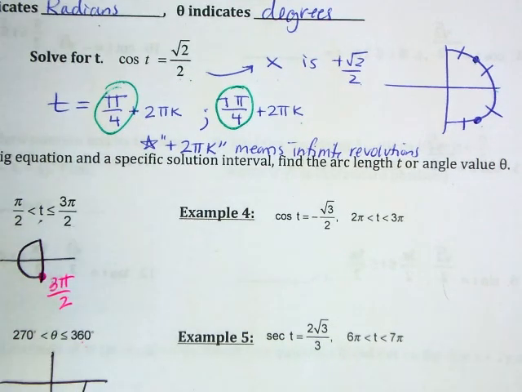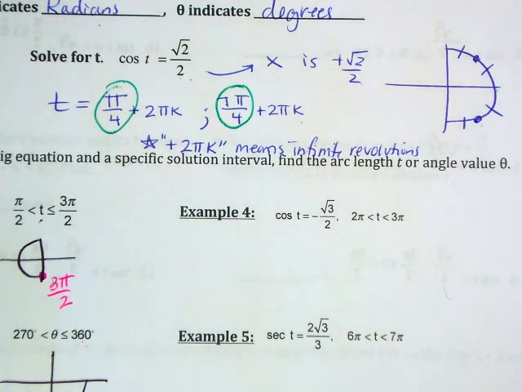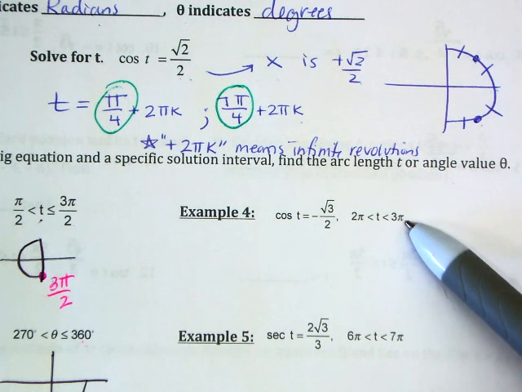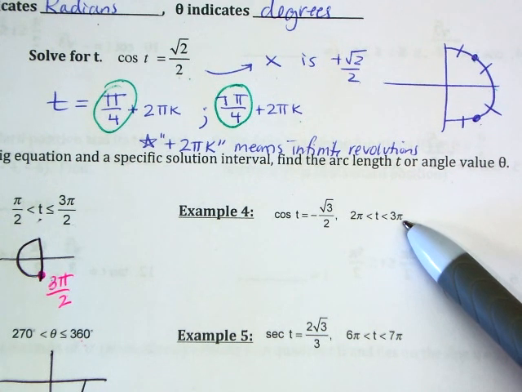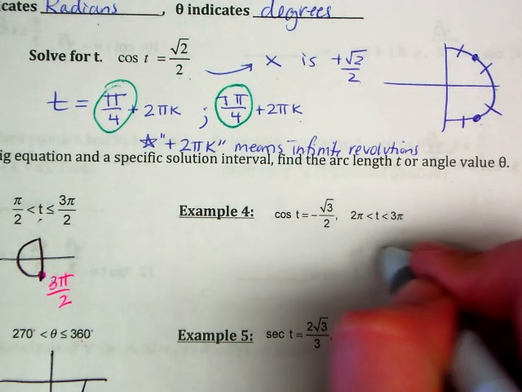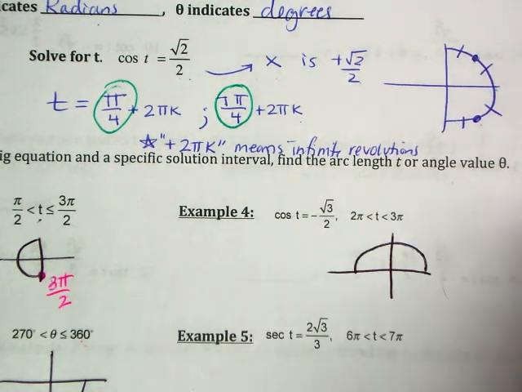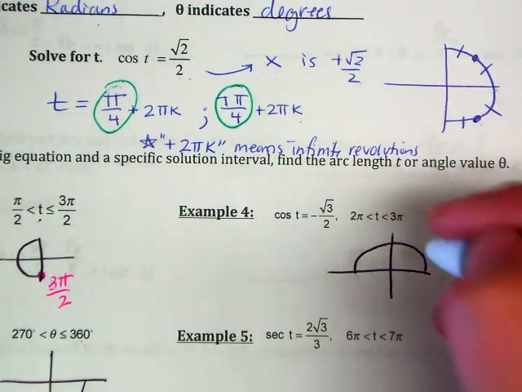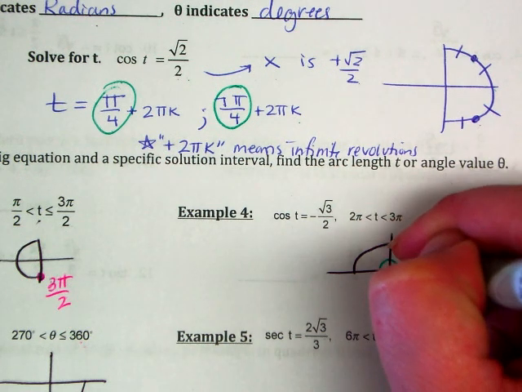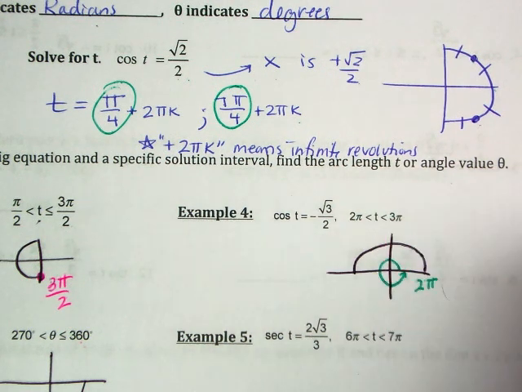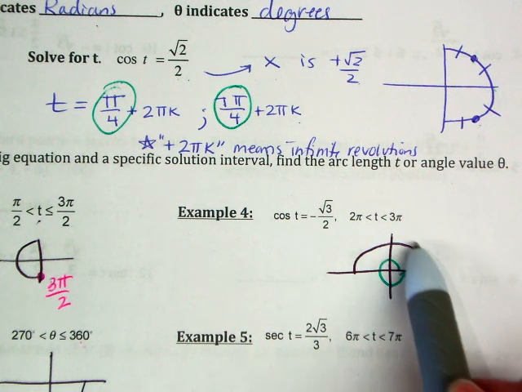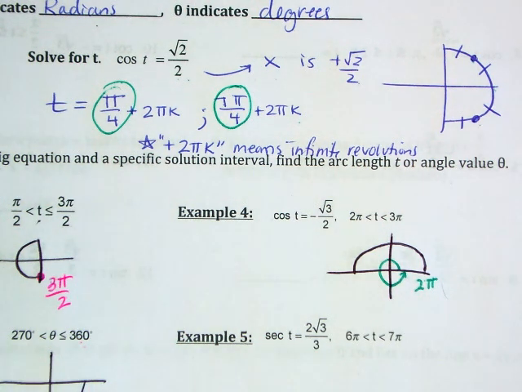In example 4, again, I'm going to start with my restrictions. This is the first problem we've come across where the restrictions are outside of a typical single revolution of the unit circle. 2 pi to 3 pi. So keep in mind, we're going to have a revolution around to 2 pi. The answer is going to lie beyond that single revolution.